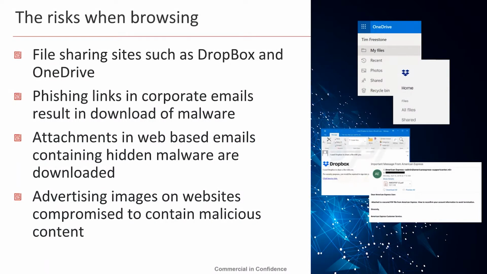The sort of risks that the Deep Secure threat removal technology is designed to mitigate when web browsing are around file-based malware. This could be files shared in legitimate file sharing sites such as Dropbox and OneDrive, sites that users often have to have access to. Phishing is a continual problem and both corporate and personal emails can contain links to malware or malicious attachments that when accessed via webmail are downloaded and executed.